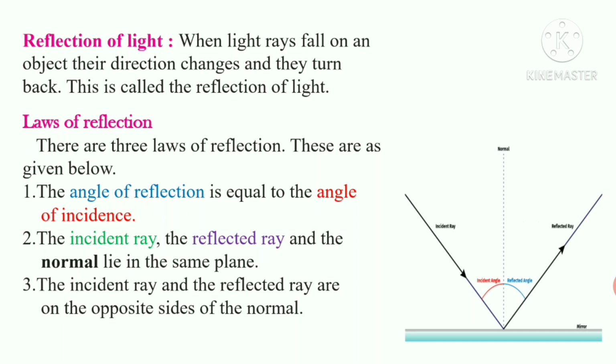The angle of reflection is equal to the angle of incidence. The incident ray, the reflected ray, and the normal lie in the same plane. The incident ray and the reflected ray are on the opposite side of the normal.